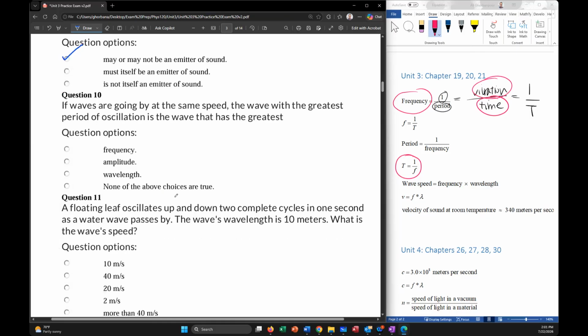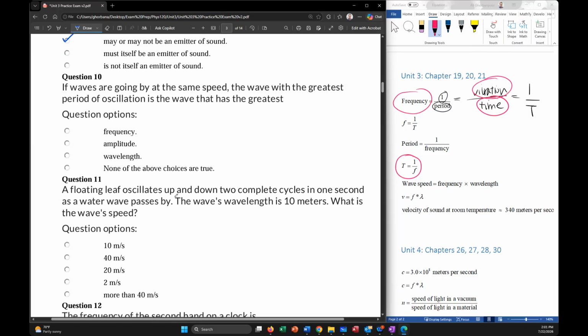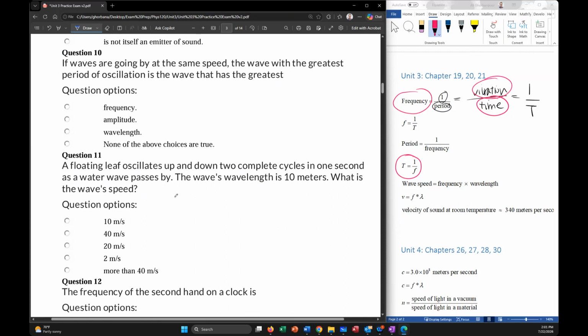Okay. Question number 10. If waves, can you explain number 9 a little more?